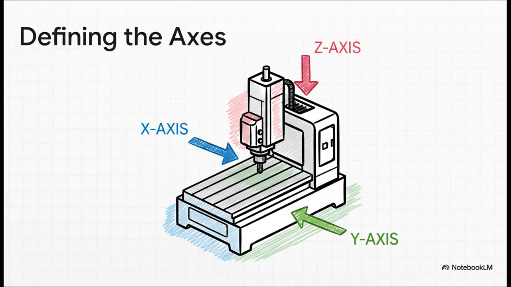Okay, so this shows us what those axes actually mean on a real machine. The X-axis handles movement left and right. The Y-axis moves forward and back. And the Z-axis? Well, that controls the vertical movement, plunging a tool down or lifting it straight up. When you put them all together, these three axes give the tool complete freedom of movement in 3D space.